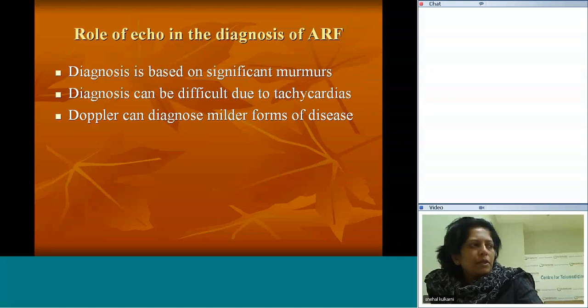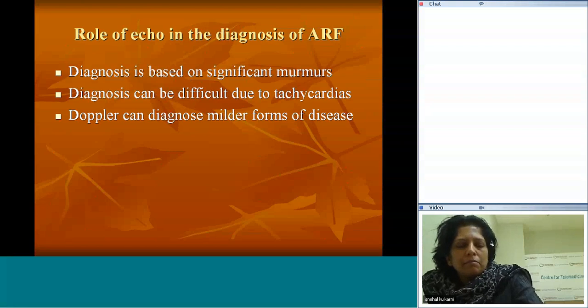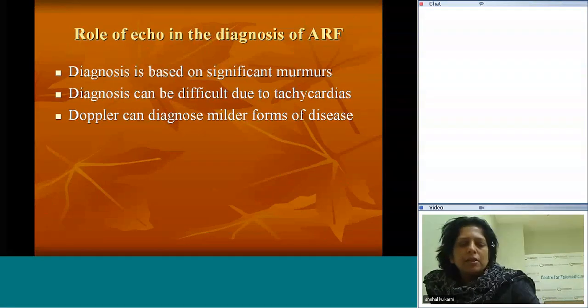Because now, all the clinical diagnosis of rheumatic carditis depends mainly or only on evaluation of murmurs. We know patients who have acute carditis will have significant tachycardia, and we may not be able to appreciate murmurs better. And if you have Doppler, you can diagnose even milder forms of disease. So there is a big debate whether we really should involve echocardiography as one of the criteria for rheumatic carditis.